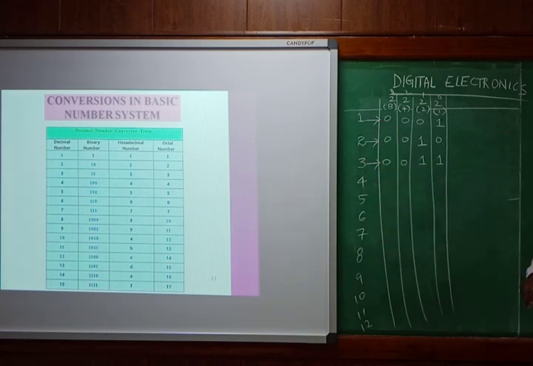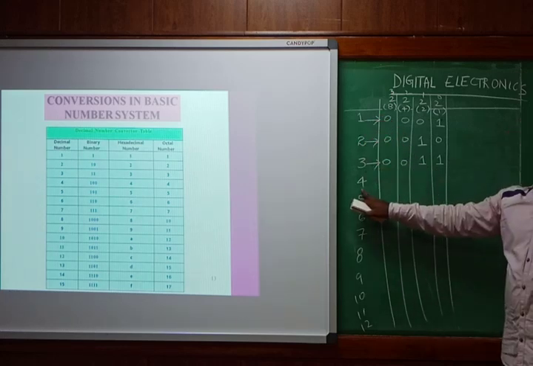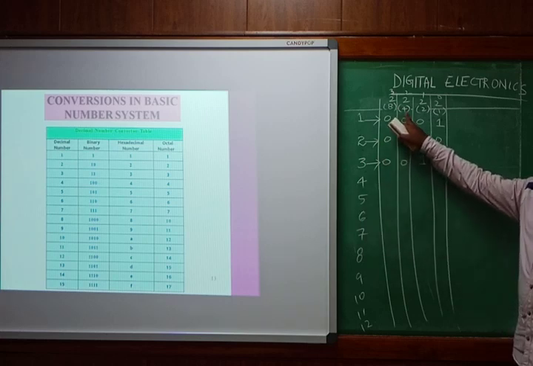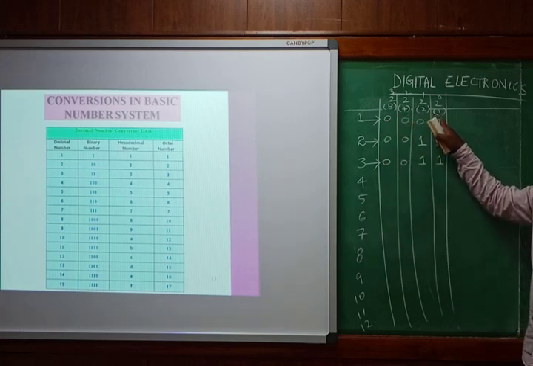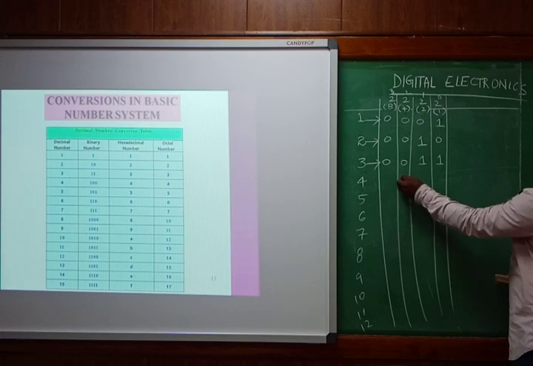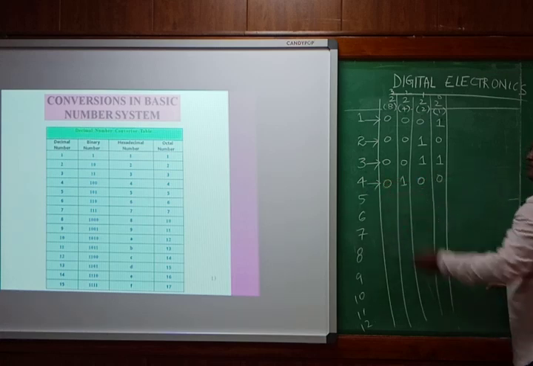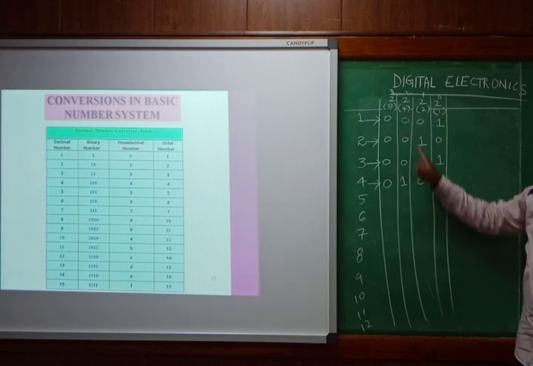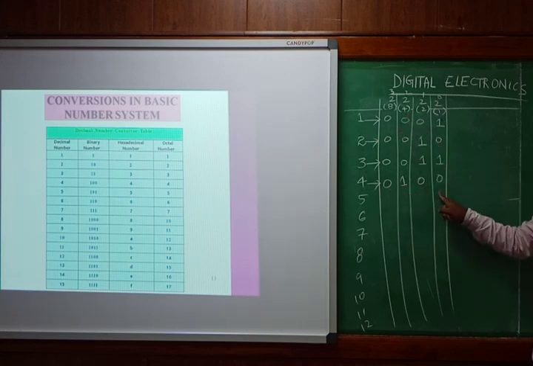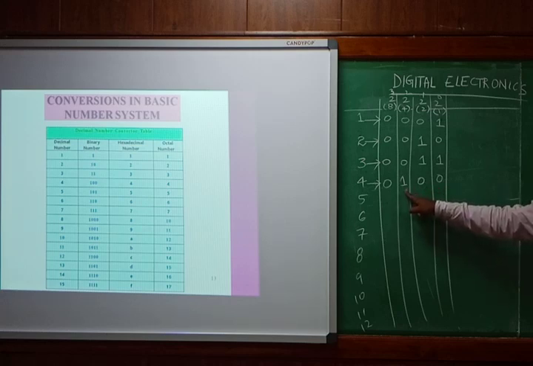Like that, if I want to write 4, to get this 4, how do I mention? 4 only I want, remaining I don't want. For that, what should I write? I write here 1, remaining all will be 0, because I want only 4. So 4 will be high, remaining will be low. So 0 is considered to be the low and 1 is considered to be the high.